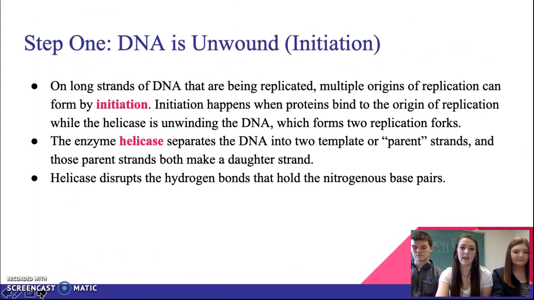Step 1. DNA is unwound, which is also known as initiation. So, initiation is the creation of the origin of replication as proteins bind to the DNA and cause replication forks to form. Helicase also aids in unwinding by disrupting the hydrogen bonds between the nitrogenous base pairs and separating the DNA into 2 strands. These strands can be called the template or parent strands.